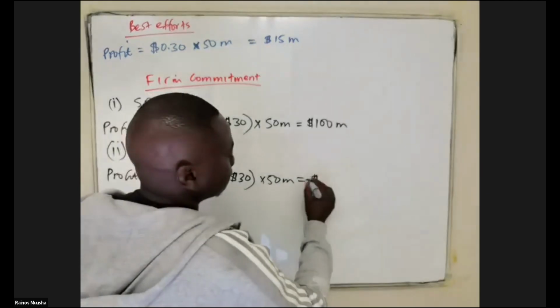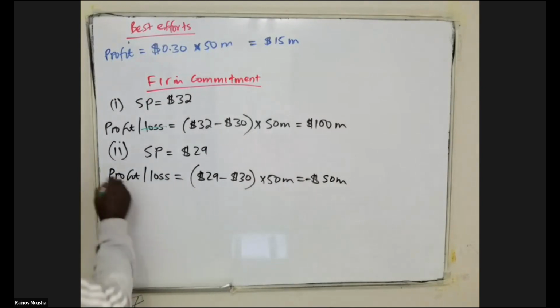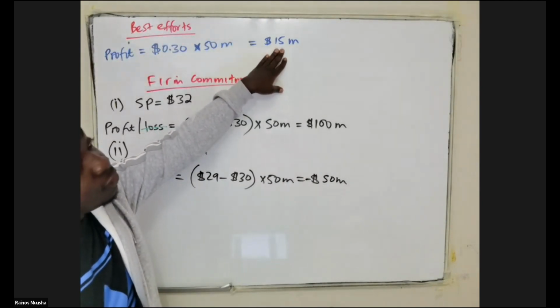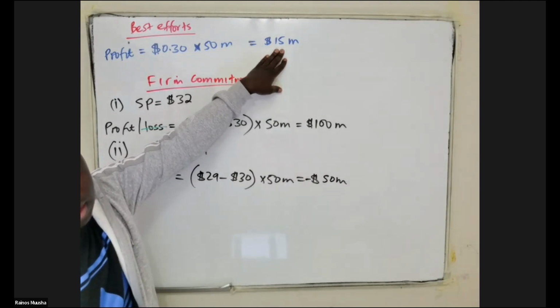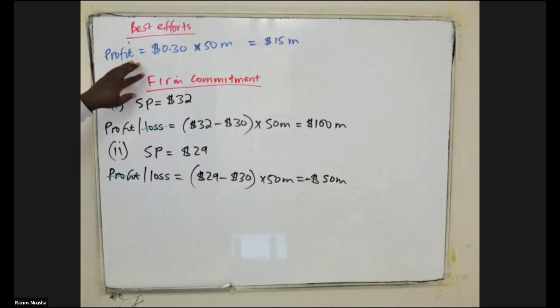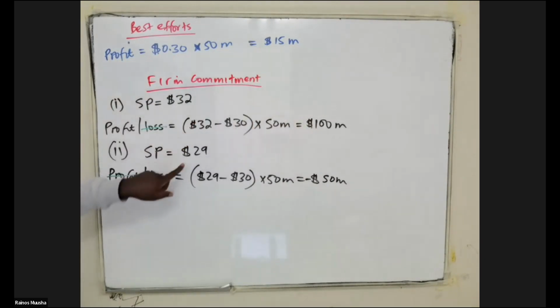Minus 1 times 50 is going to be a loss of what? Of 50 million, isn't it? So in this case, they're going to be suffering a loss of 50 million. So do you see that with the best efforts arrangement, no matter what happens in the market, they are guaranteed 15 million profit or earnings there. But with the firm commitment arrangement, if the price goes up, they make more profits. But if the price goes down, they suffer losses.